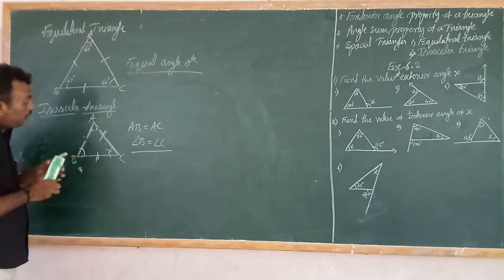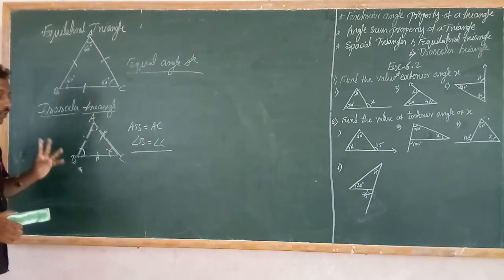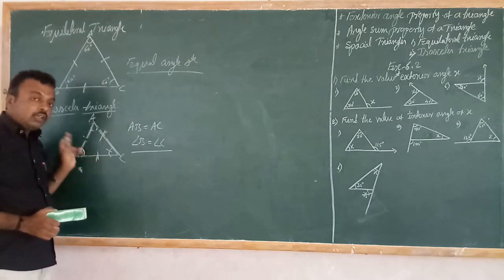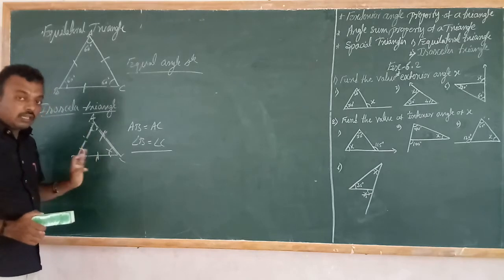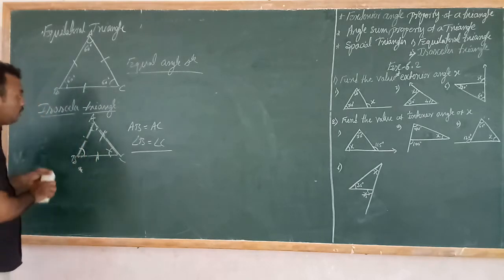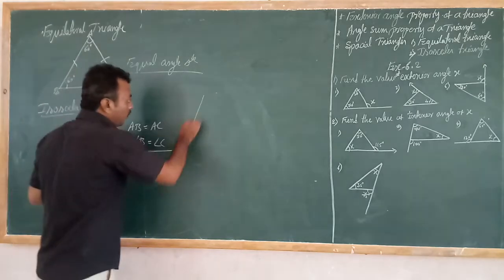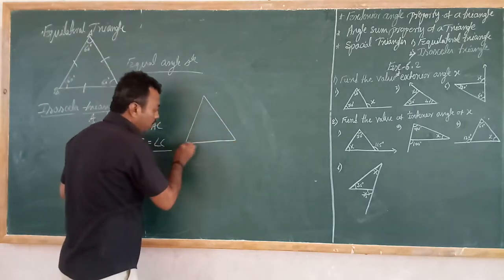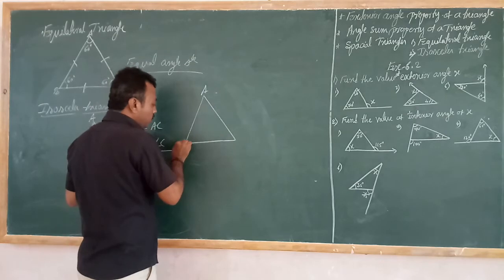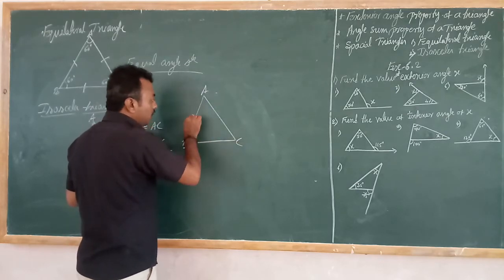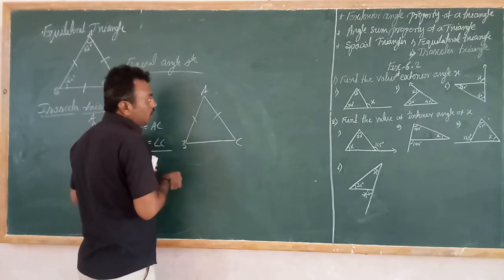So in any isosceles triangle, suppose two sides are equal, the angles opposite to equal sides are equal. Correct? This is the property of the isosceles triangle. For example, one more example.